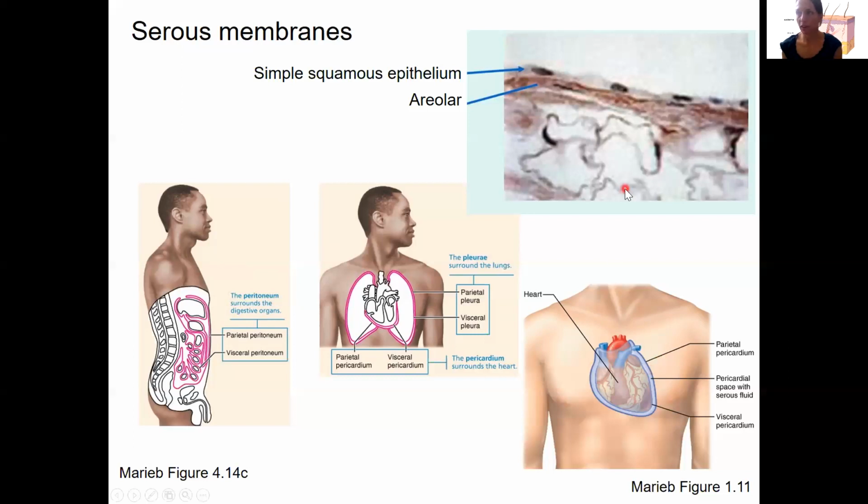This tissue is very thin. It's made up of simple squamous epithelium. So these are single epithelial cells that are very short, squat, and a thin layer of areolar tissue underneath it. So just like our mucous membrane, there's epithelium plus areolar. However, this is always simple squamous. So it's not going to act in secretion and absorption. It's more just a thin barrier. And then because of this design, the visceral and parietal layer, we've got the fluid in between to help shock absorb and minimize friction.